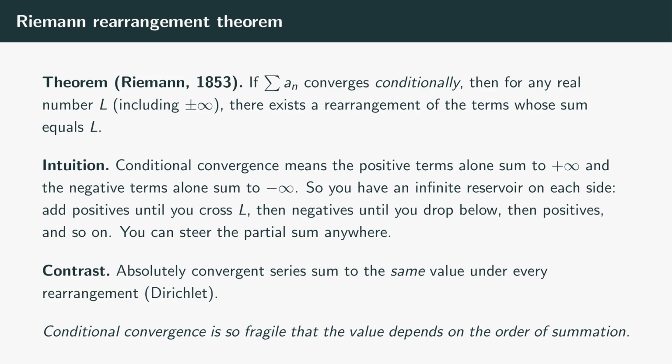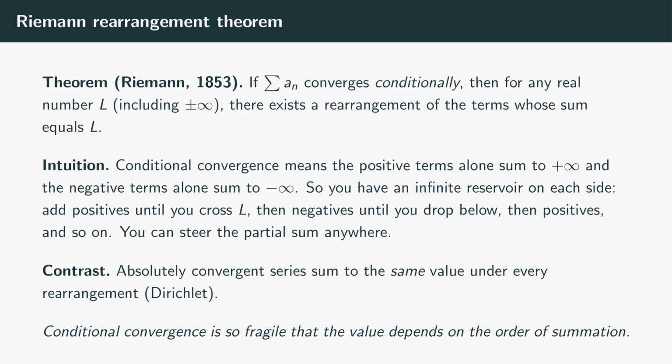Statement: if the sum of a sub n converges conditionally, then for any target value L, including plus or minus infinity, you can rearrange the terms of the series so that the new sum equals L. Let that sink in. The alternating harmonic series sums to the natural log of 2, about 0.693, in the standard order. But by reordering the same terms, using exactly the same numbers with exactly the same signs, you can make it sum to pi or 42 or minus 1 million or plus infinity. Same terms, different order, different sum.